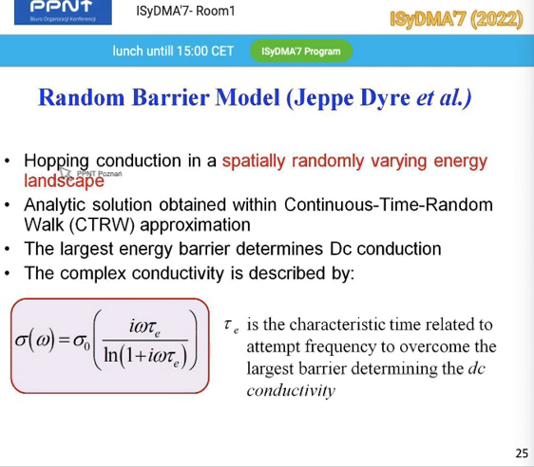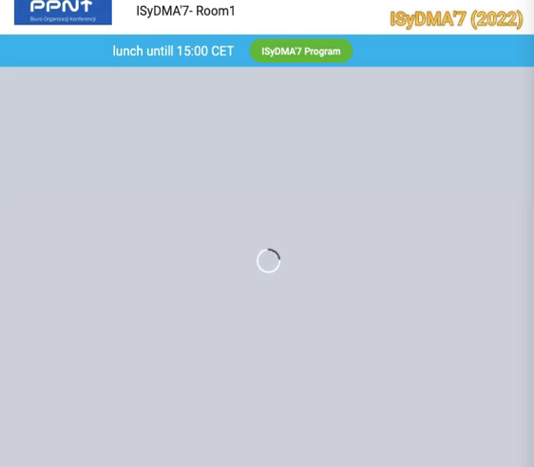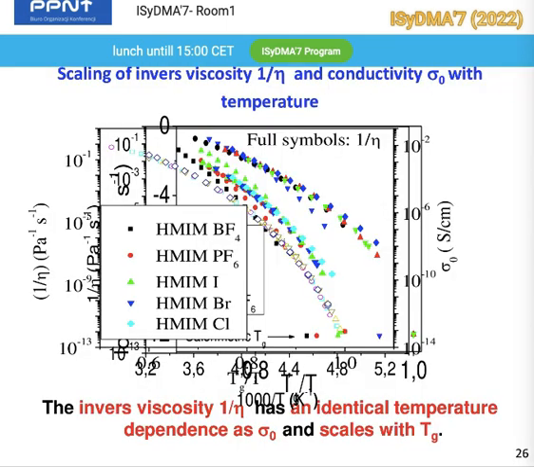Yeah, or in shorter words, this is at the end the hopping time of the charge carriers in the spatially randomly varying energy landscape. And if we now show, now I'm really sorry that this is so smashed. With animation, it would be super clear. So we have here on the left-hand side viscosity, or the inverse of viscosity, versus the inverse temperature.